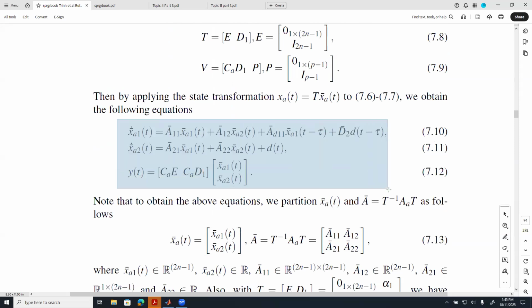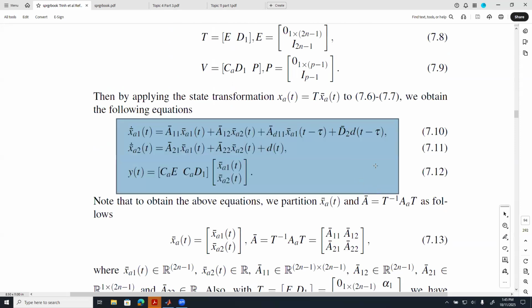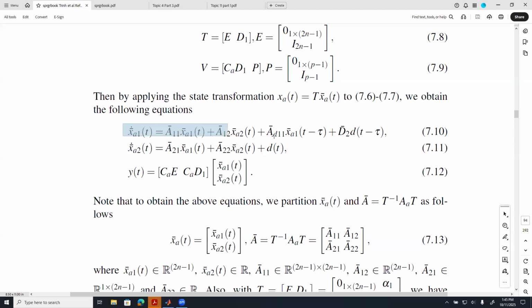Have a look at that. The thing about the first equation, 710 here, is that it has the delayed unknown input in it. Just like in our previous chapter 3, when we did the decomposition, we have a reduced order system with an unknown input. Here the unknown input is the delayed version of d(t). And we have another equation here, in which we can explicitly express d(t).